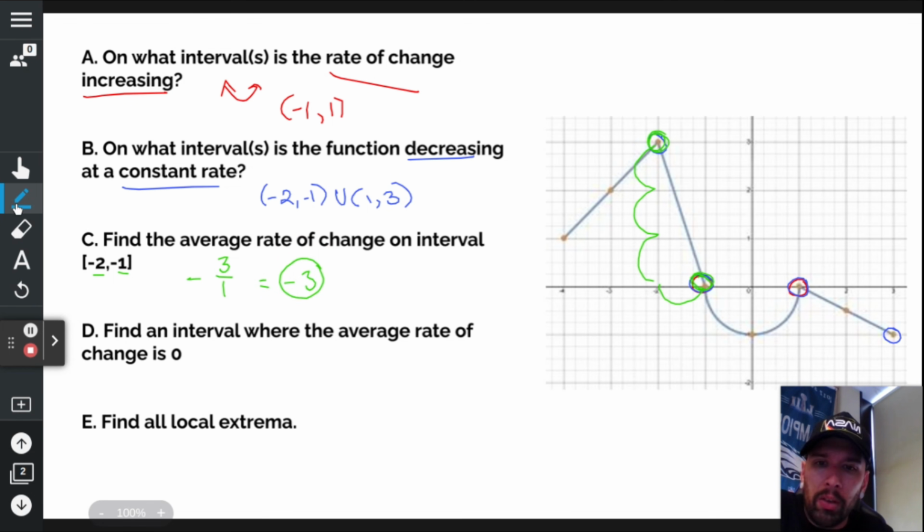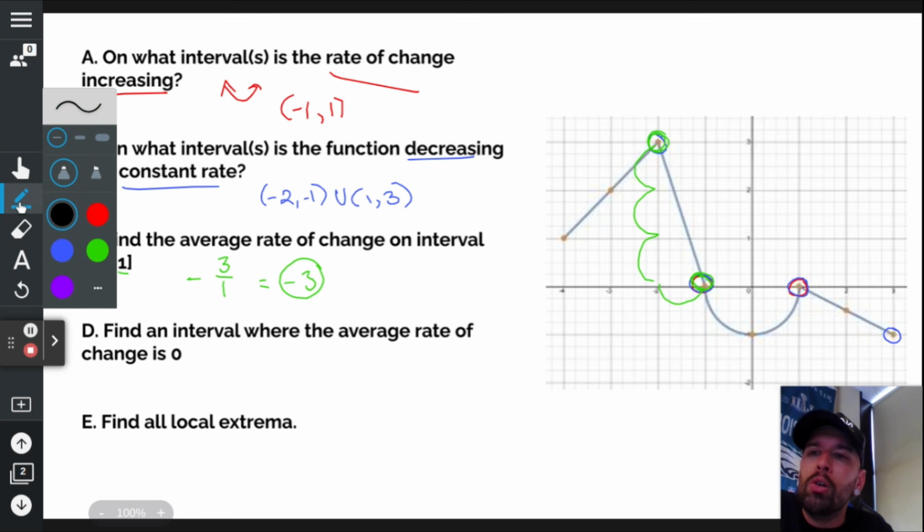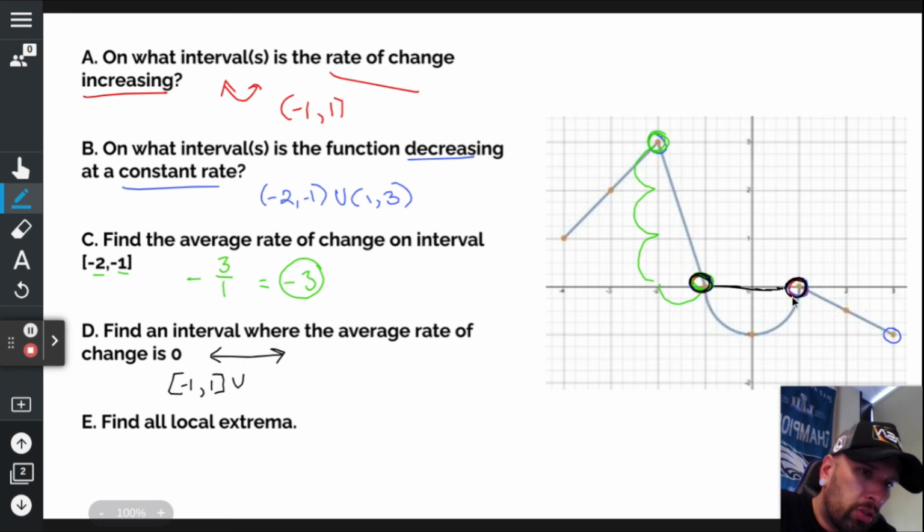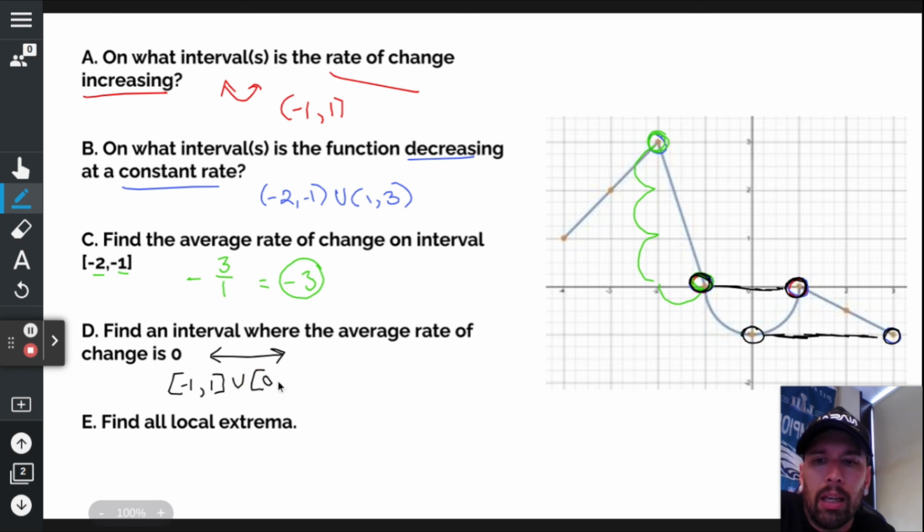Find an interval where the average rate of change is 0. There's two friendly answers, okay? An average rate of change being 0 implies a 0 slope, which is a straight horizontal line. So one obvious one, and probably the most obvious one, is between -1 to +1. So -1 to +1. But I could also say this guy, which is 0 to 3, because technically that's a straight horizontal line. I don't want to choose any other points because the numbers are a little iffy. I don't like iffy.